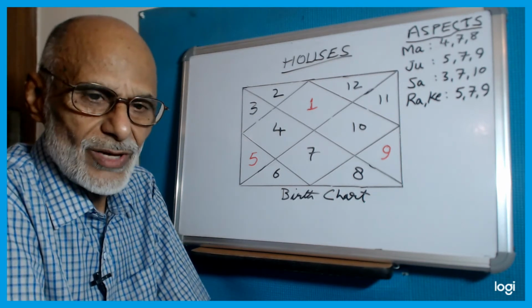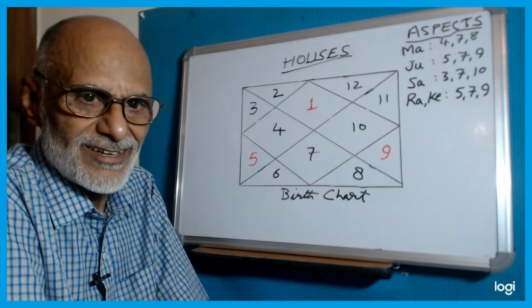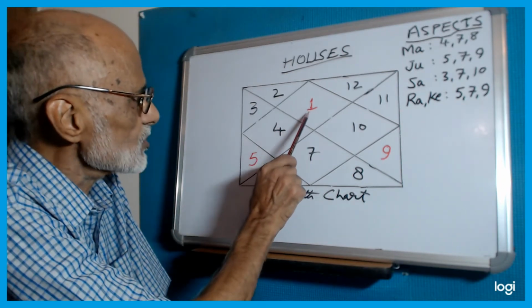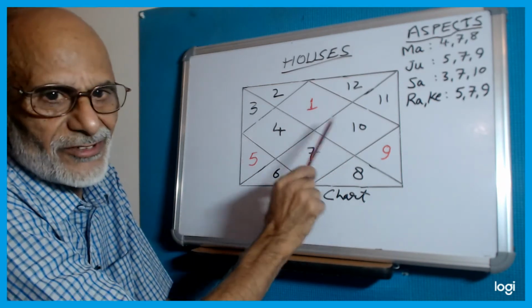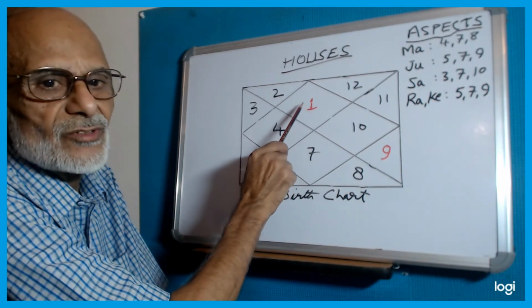And they also have their own importance. Now you will see that the 1st house, or in other words the ascendant, falls in both categories, square houses as well as the trine house.